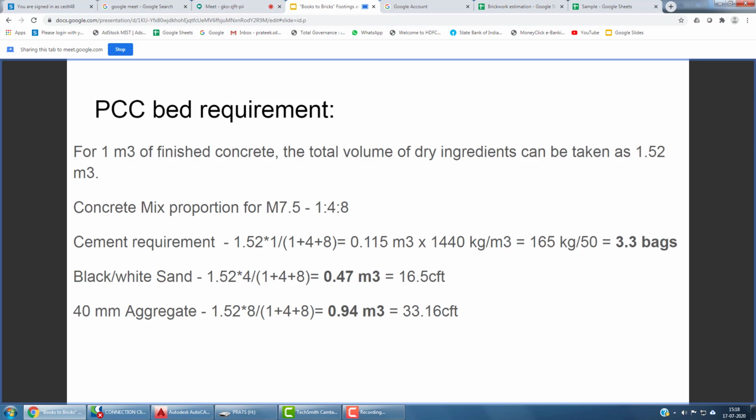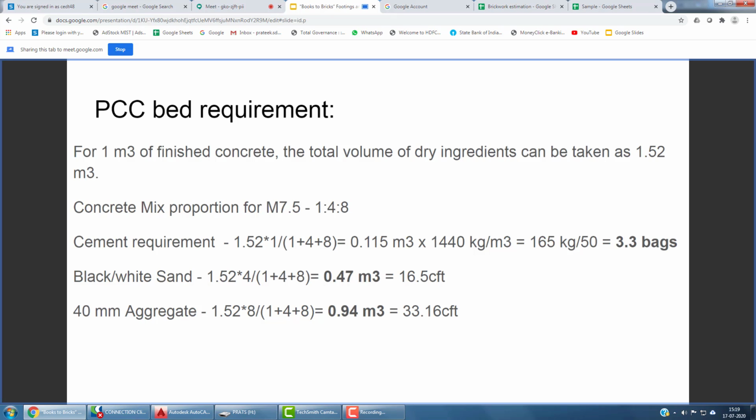So usually this bed concrete is in the range of M5 to M10. Usually nobody goes to M10. It is usually M5 or M7.5. The proportion of M7.5 is 1:4:8. So as you can see here, instead of taking 1 m cube, we have to take 1.52 because my dry ingredient volume is 1.52. So cement requirement is 1.52 into 1 divided by 1 plus 4 plus 8.